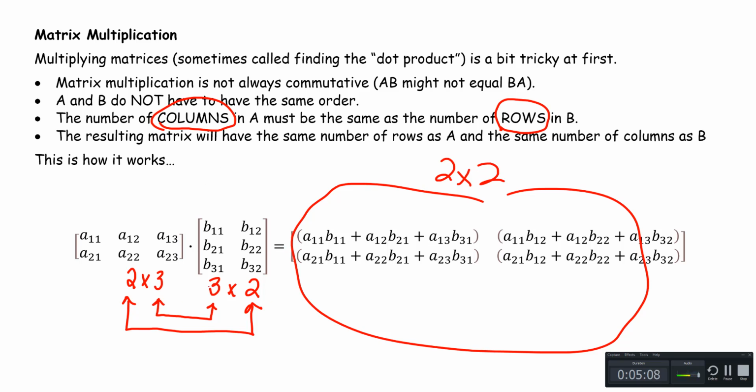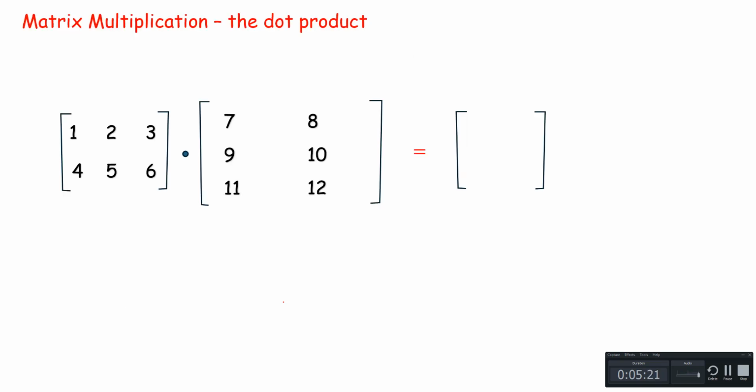So that's always going to be how it works. If you want to multiply two matrices, the middle numbers have to be the same, and your answer will be of the order of the outside numbers. So let's go ahead and look at that process. So finding the dot product.